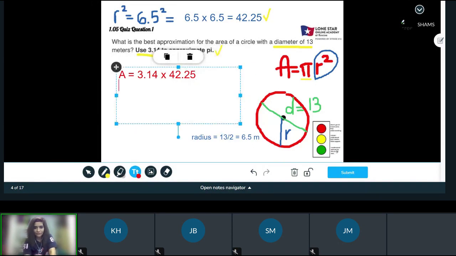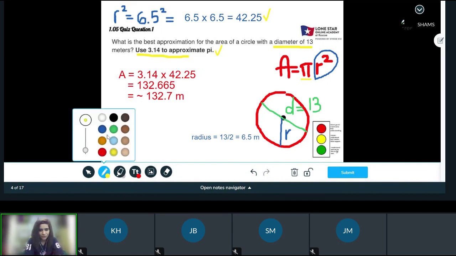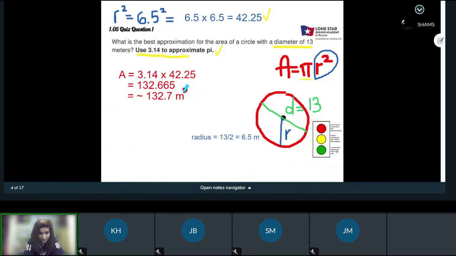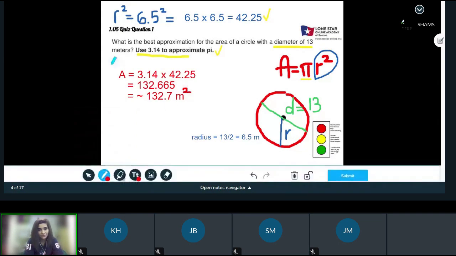When I multiplied these, I got 132.665-ish. And if I want to round the answer, maybe the quiz had it rounded, I can say 132 point, how much? How will you round it to one decimal? 132.7. And the units they're using is meters. Don't forget to put a small 2 on top of it to show square meters. Remember, area is always going to be in squared units.